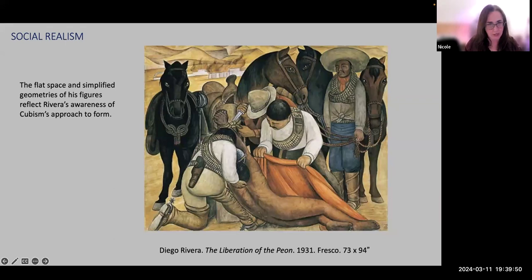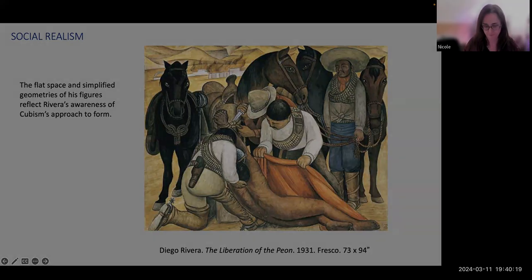Like Picasso's Guernica, the Liberation is an icon of 20th century art. While both paintings address themes of social injustice and oppression, they do so in different contexts. The Liberation of the Peon focuses on the specific struggles of the Mexican peasant class, while Guernica addresses the broader issues of the human cost of war and violence. Both artworks are powerful statements about the human condition and the need for social change.